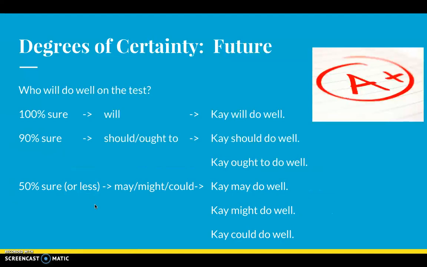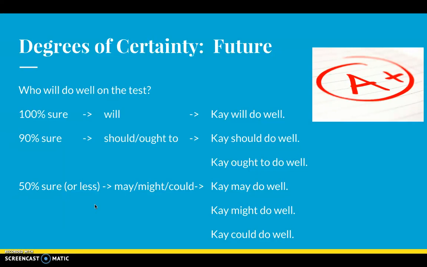In the future, again, it looks similar, but there are a few differences here. If we are 100% certain about something, we will choose will. Kay will do well. Who will do well on the test? Kay. Kay will do well. We're 100% sure that Kay will do well.